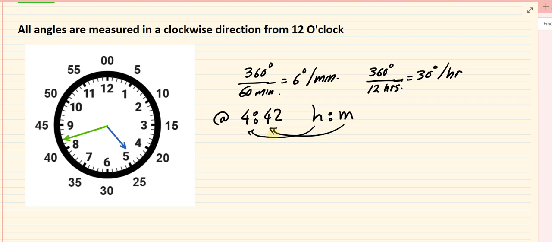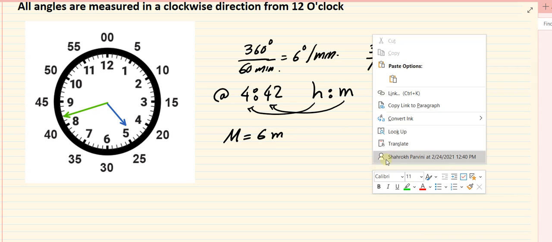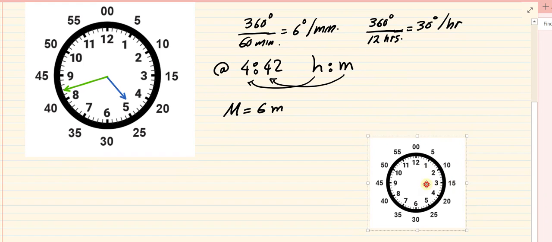So if I look at, in general, how many degrees the angle has spanned in little m minutes, the angle M would be 6 times little m. And what do I mean by that? Let me try to paste here my clock and I'll show you what I mean.